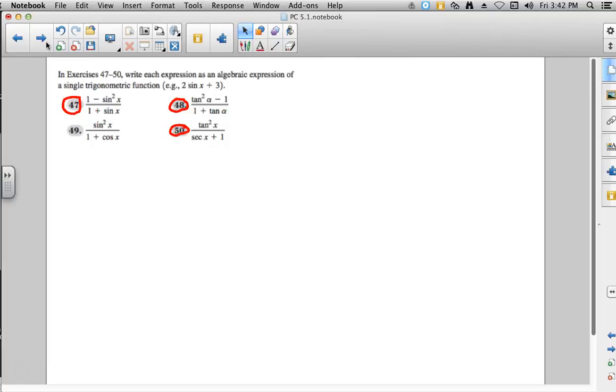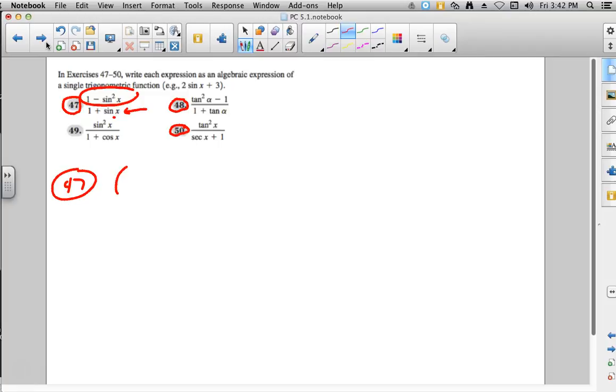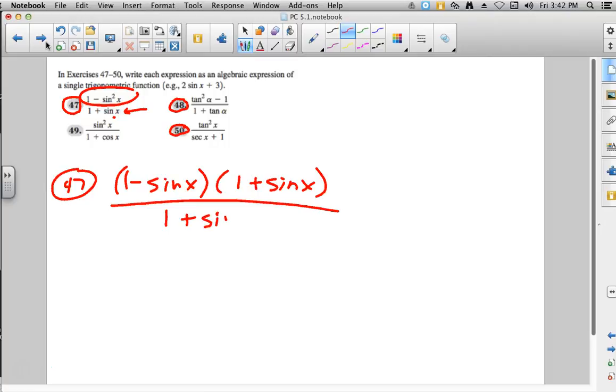Number 47. All right, 47 says, write each expression as an algebraic expression of a single trigonometric function. Okay, well, 47, I have 1 minus sine squared x over 1 plus sine of x. And I look at that and think, wait a minute. If I use the difference of 2 squares to factor this, that will be one of its factors. That's exactly what I need to do. I need 1 minus sine of x times 1 plus the sine of x. And I have to divide all that by 1 plus the sine of x. There's my answer.